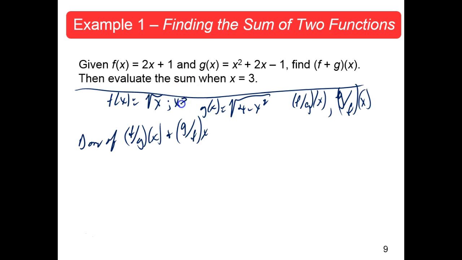Okay, x greater than or equal to 0. Very good. How about g? What's the domain of it? Okay, let's start one step at a time. What has to be true? What's under the radical, 4 minus x squared, has to be what? Greater than or equal to 0. It has to be positive. It can't be negative. So it's greater than or equal to 0.